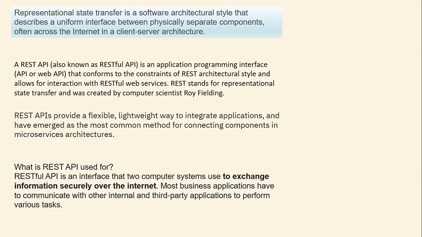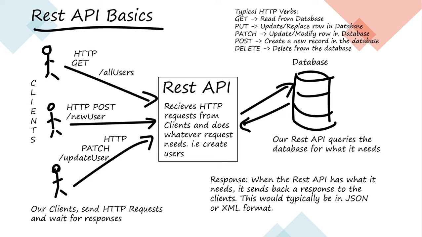So why do we use REST? REST API is an interface that we use to communicate between two computers or two applications to exchange information securely over the internet. Most business applications have to communicate with other internal and third-party applications to perform various tasks. We can use REST APIs to do this.